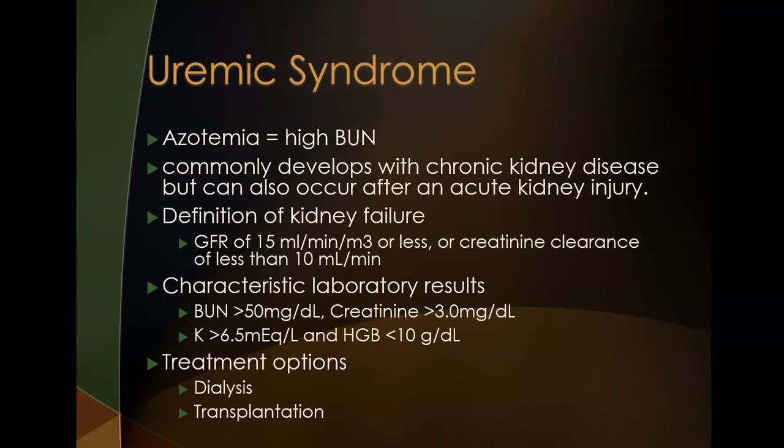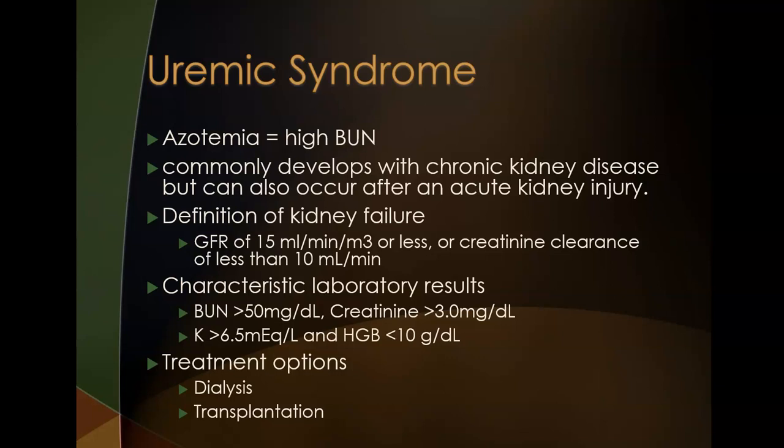The definition of kidney failure is a glomerular filtration rate of 15 mL per minute per square meter or less, or a creatinine clearance of less than 10 mL per minute. Characteristic lab results of uremic syndrome and kidney failure are a BUN greater than 50 milligrams per dL, a creatinine greater than 3.0 milligrams per dL, a potassium greater than 6.5, and a hemoglobin less than 10.